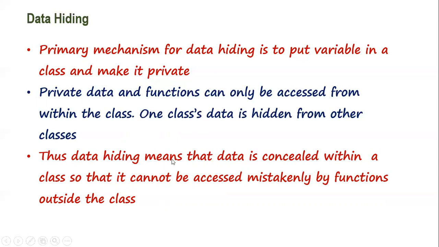Thus, data hiding means that the data is concealed within a class so that it cannot be accessed mistakenly by functions outside the class. So this is all about the class and the data hiding feature of this particular class.